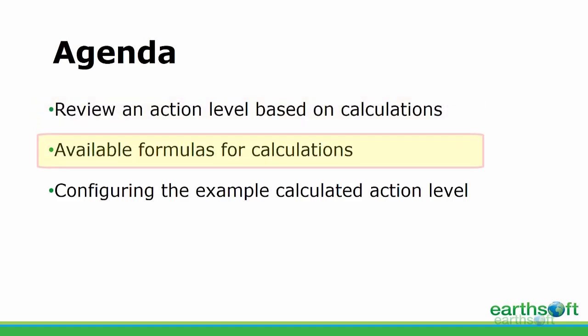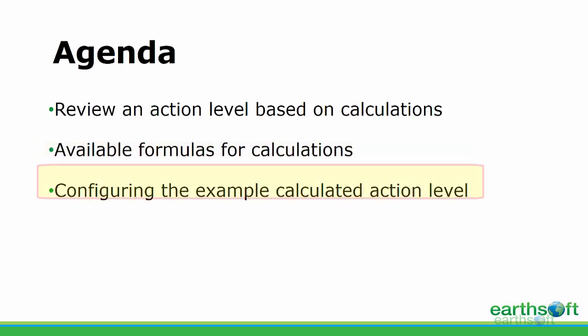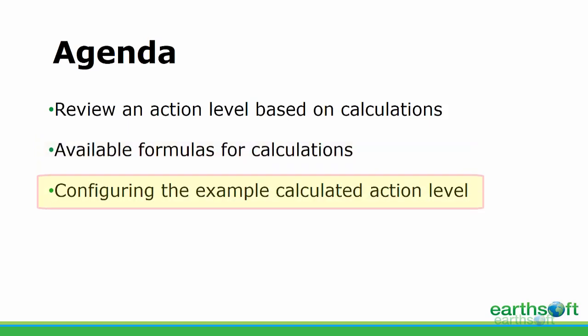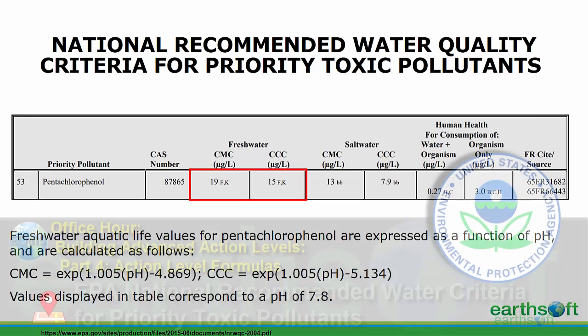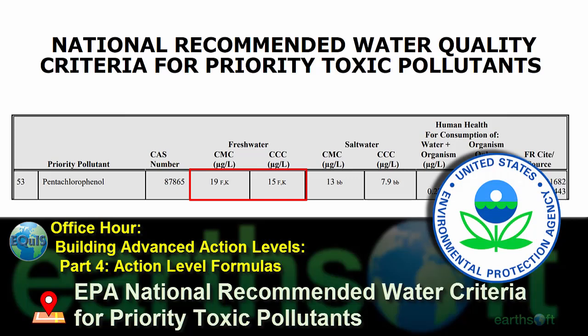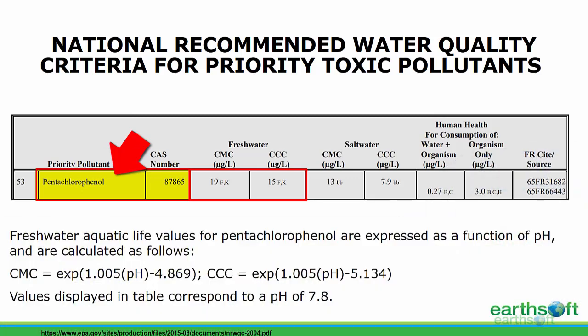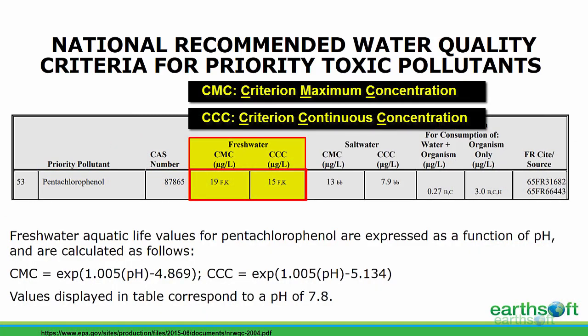So we'll talk about the available formulas that are in EQuIS for calculated action levels, and then we'll talk about how we would configure the example action level that we'll look at in just a second. So the example that we're looking at is from the National Recommended Water Quality Criteria for Priority Toxic Pollutants, specifically for pentachlorophenol. We're going to be focusing on the freshwater CMC and CCC levels, so the acute as well as the chronic levels.